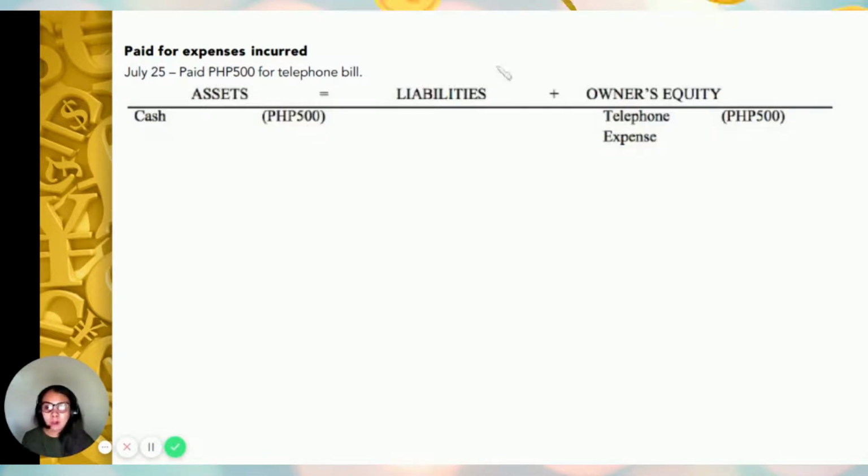And we paid for the telephone bill. So we have a telephone expense of 500 pesos. Why is it in parentheses? Because an expense, again, is a deduction from the owner's equity account.